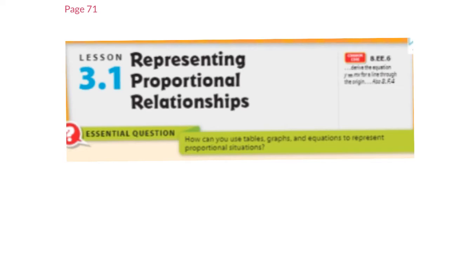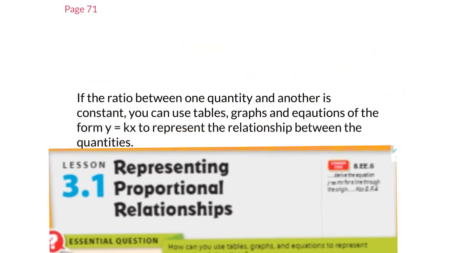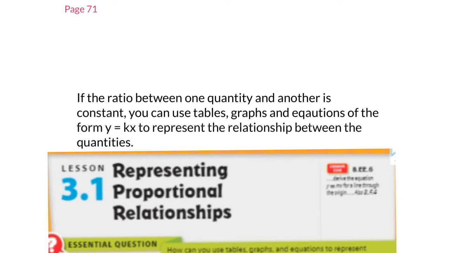And then the solution is, if the ratio between one quantity and another is constant, you can use tables, graphs, and equations of the form y equals kx to represent the relationship between the quantities. And as I read that, I discovered that I have an error. I need to fix that. Sorry.